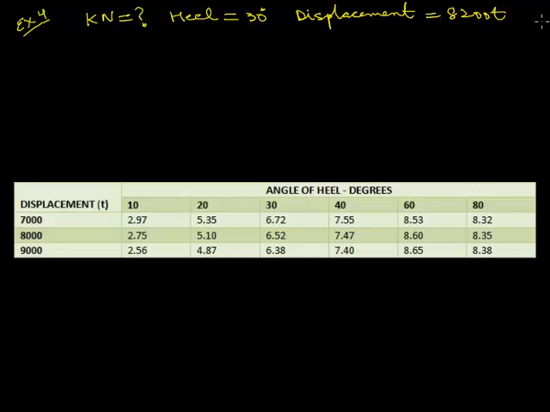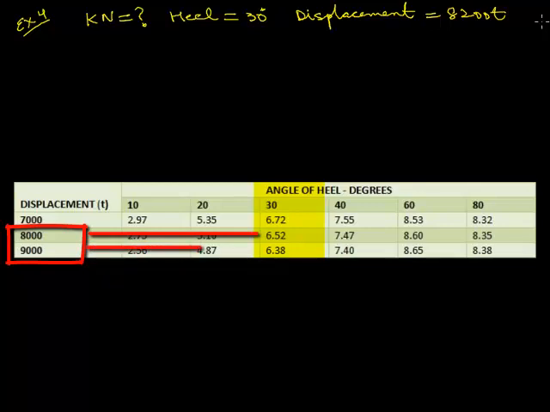So the points that we will use obviously will be the 8,000 and 9,000 displacement values, and using the corresponding Kn values. Let's say for 30 degrees, 8,000 corresponds to 6.52. A 9,000 ton displacement at an angle of 30 degrees will give you a righting lever of 6.38.